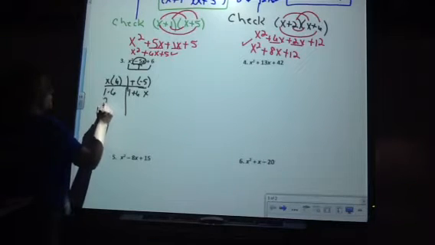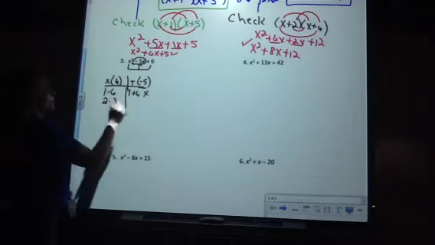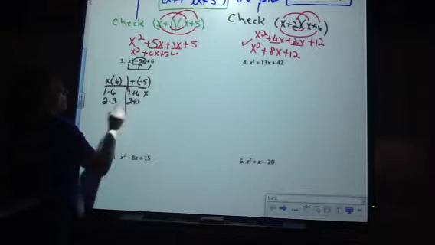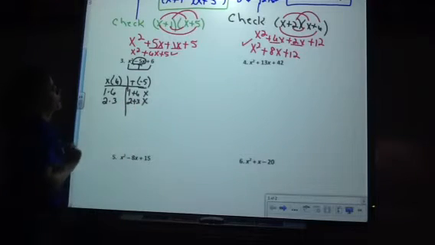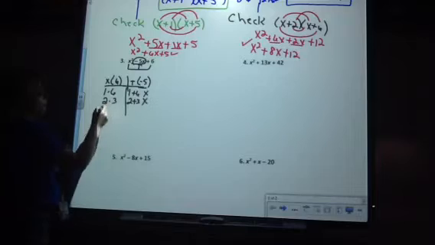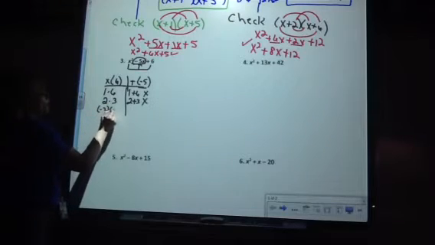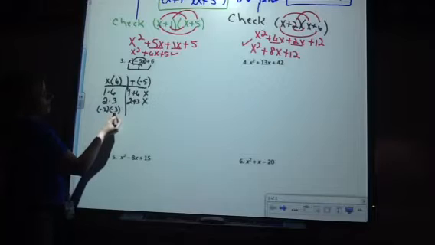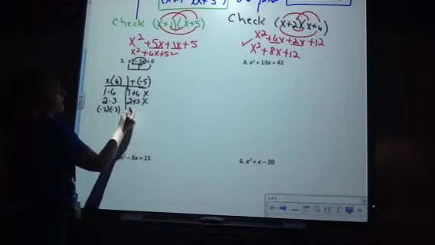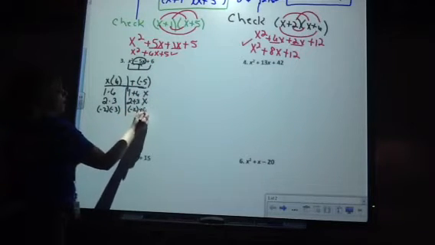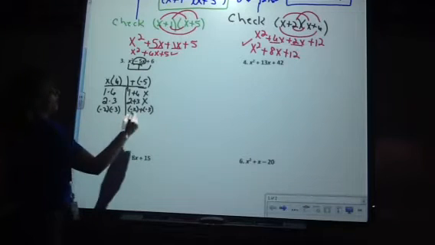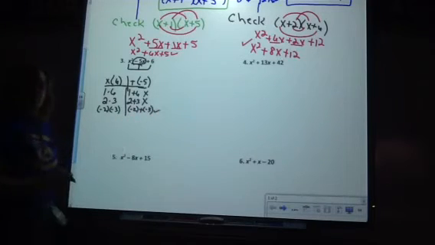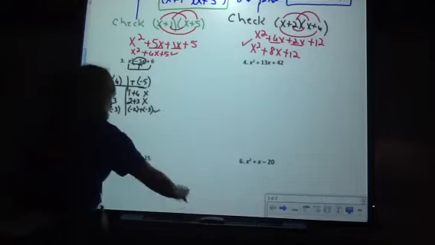Alright? 2 times 3 equals 6. 2 plus 3 is a positive 5. That's not going to work. However, what if I take a negative 2 times a negative 3? Negative 2 times a negative 3 is a positive 6. What if I add a negative 2 and a negative 3? I get a negative 5. So that's what I'm going to use here.